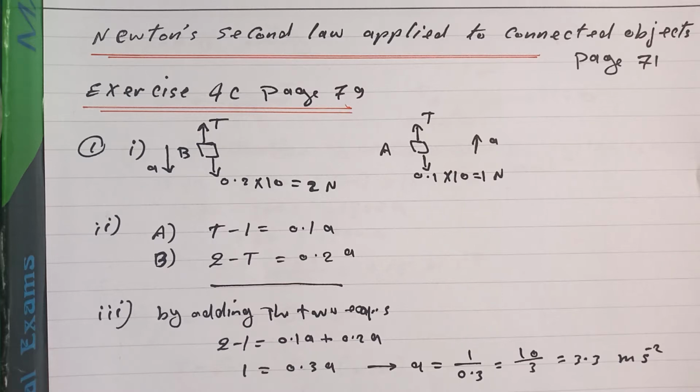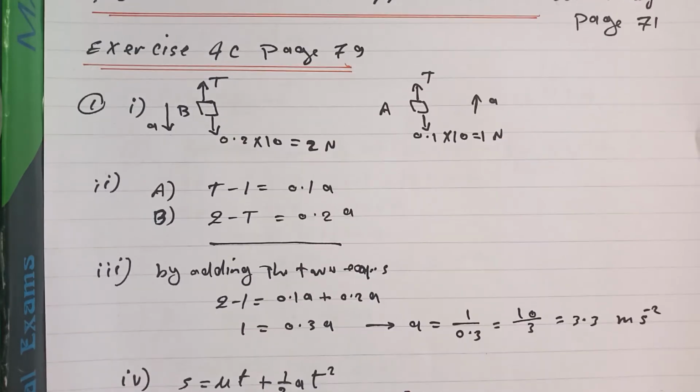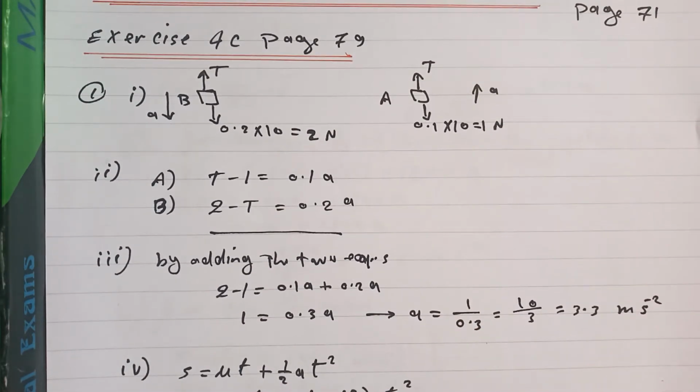This lesson is Newton's second law applied to connected objects, page 71. There are three examples in this lesson, three long examples. I need you all to study the examples before going to the exercise, and I will go direct to the exercise because they are the same as the examples. So I don't need to explain the examples because it is the same idea.